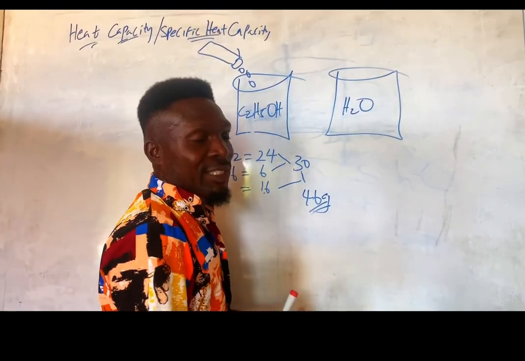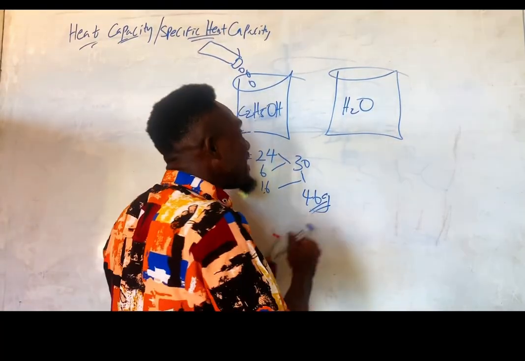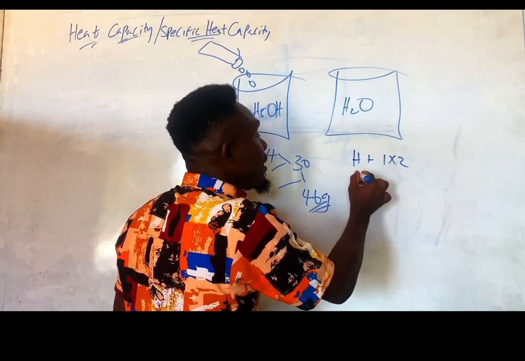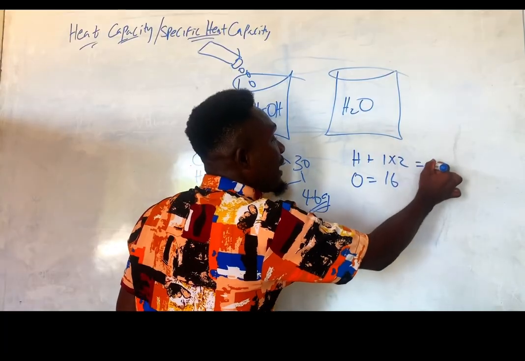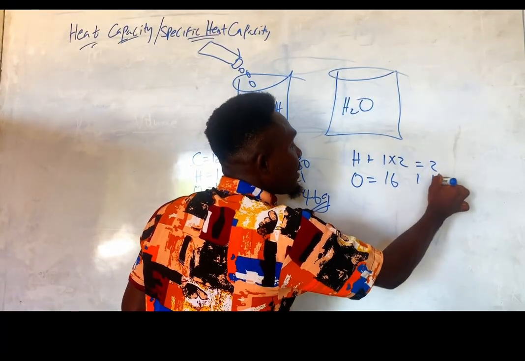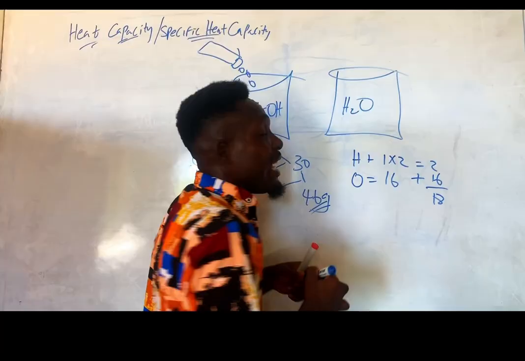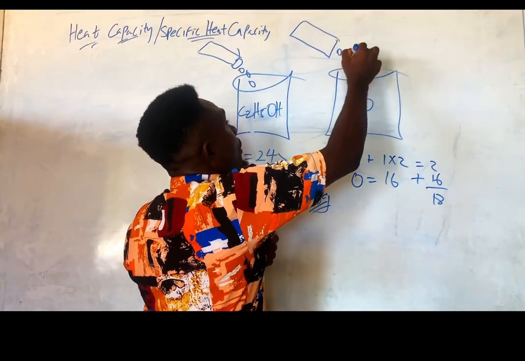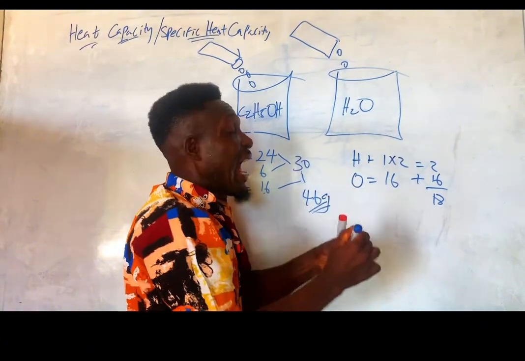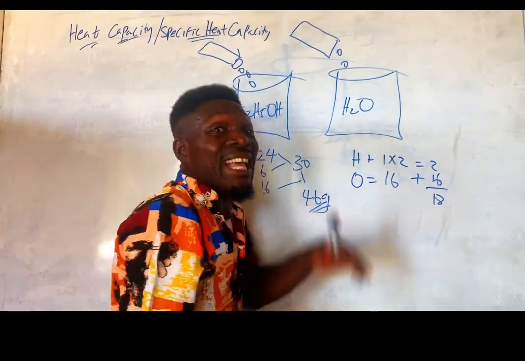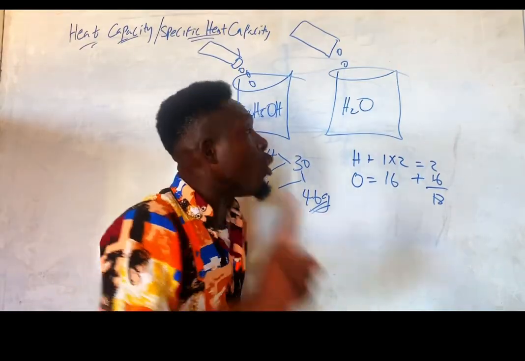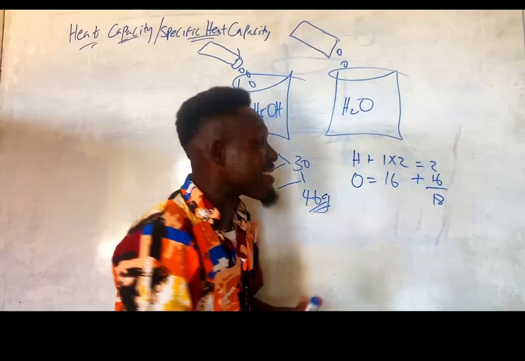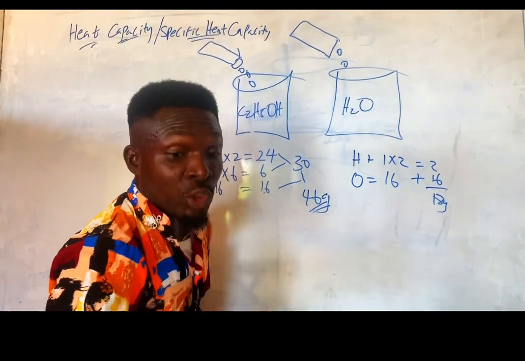In the case of water, I will measure 18 grams because hydrogen is 1 times 2, and oxygen is 16. So when you add them, it's 2 plus 16, and what am I going to have? 18. It means I will pour my water inside here, and when I weigh it, if it gets to 18 grams, it means it is 1 mole of water that is inside here, because 1 mole of water is equivalent to 18 grams of water.